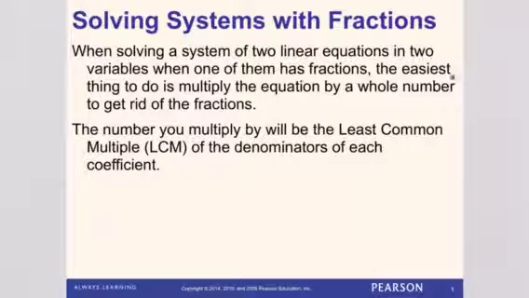If there are, the easiest thing to do is to multiply the equations by a whole number to get rid of the fractions. This is the same thing we've done before. The number you will multiply by will be the least common multiple.